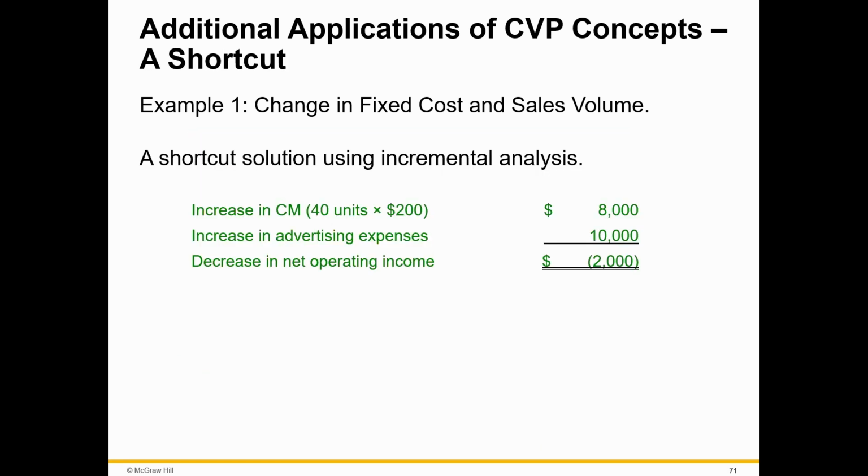And kind of a shortcut way that we can calculate this is by taking the increase in the contribution margin, which is the 8,000, but we had the increase in the advertising expense, which is 10, and subtracting the two gives us the decrease in the contribution margin.